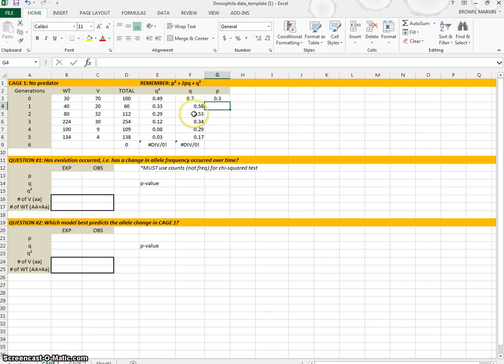For P, so if it's not a Q, then it has to be a P, right? So we just simply do a 1 minus Q equals. And again, we can just fill it down. What this shows us is that we have 83% of our flies in the no predator cage are now wild types.